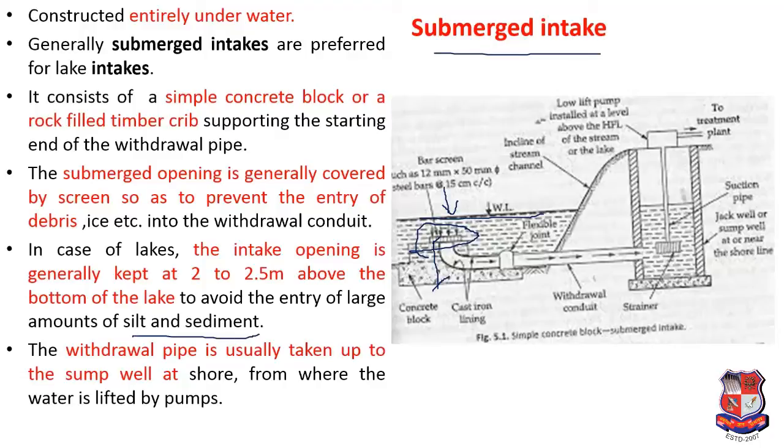When water is coming from this particular screen, it will directly convey the water to these withdrawal conduits. Now here you can see this is called the jack well, and this jack well is just used for storing water and for pumping of water. Here at the base you can see this is called the strainer, which is connected with the suction pipe. Now here there is an arrangement of pump, and then it is going to the water treatment plant. So this is the general arrangement generally provided in submerged intake.